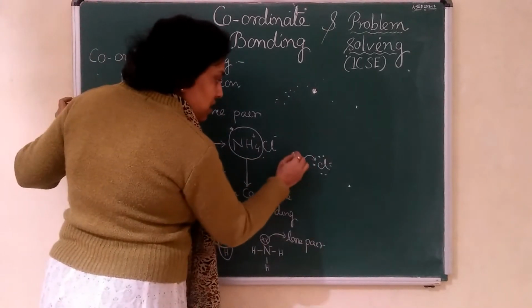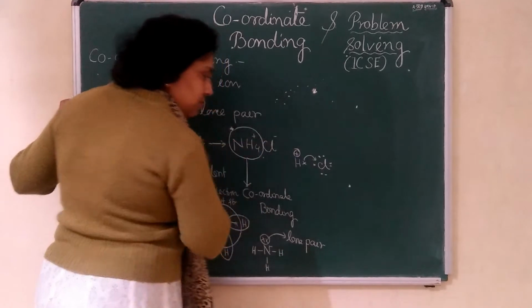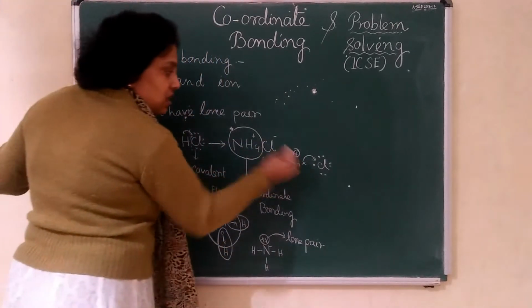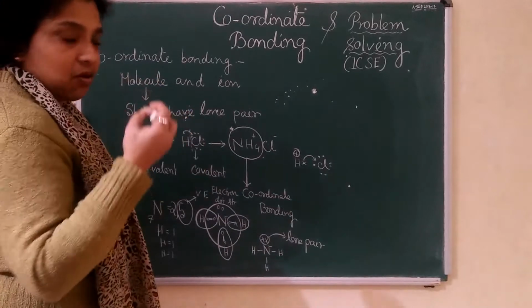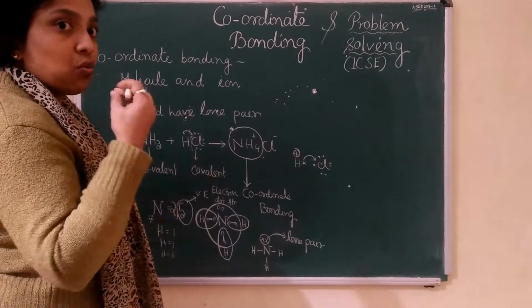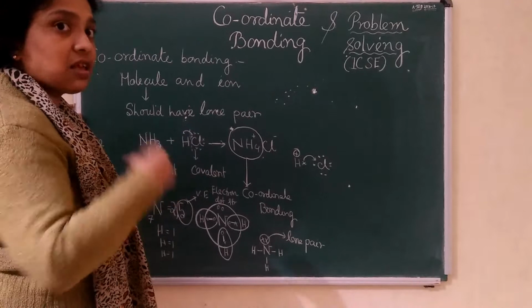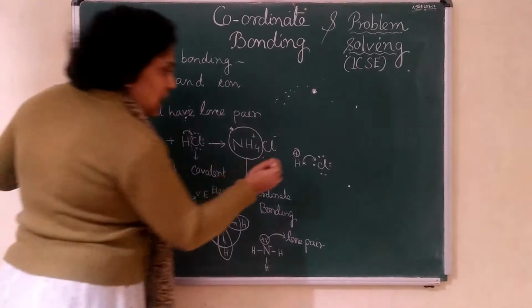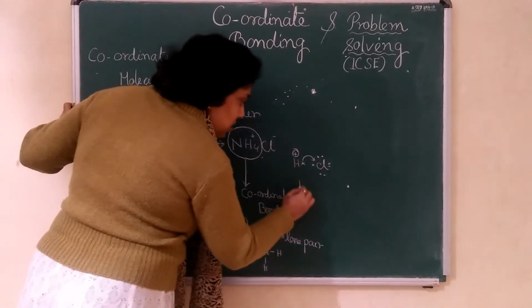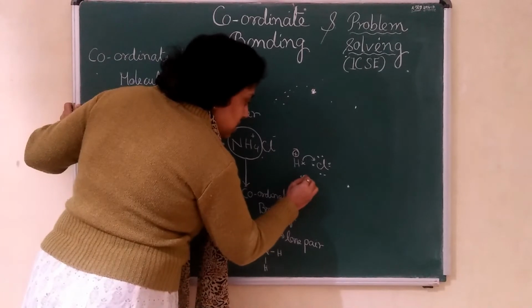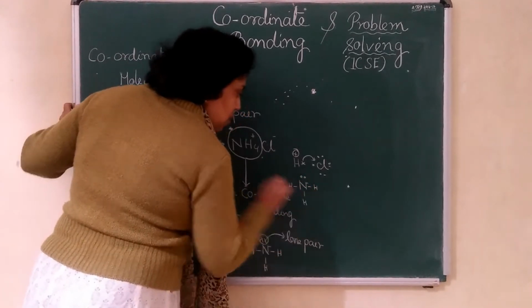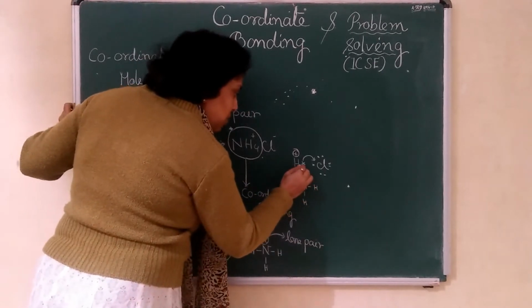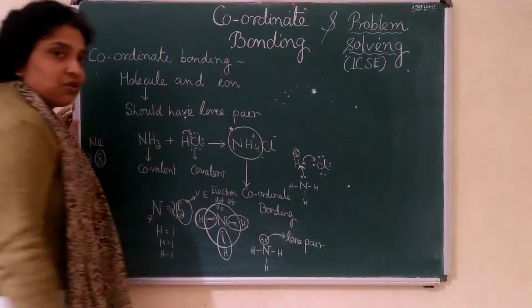So by giving, it becomes H plus. Now this condition lasts a very small fraction of time. An element without electrons cannot exist for a long time. So when this ion combines with this ammonia, what will happen?